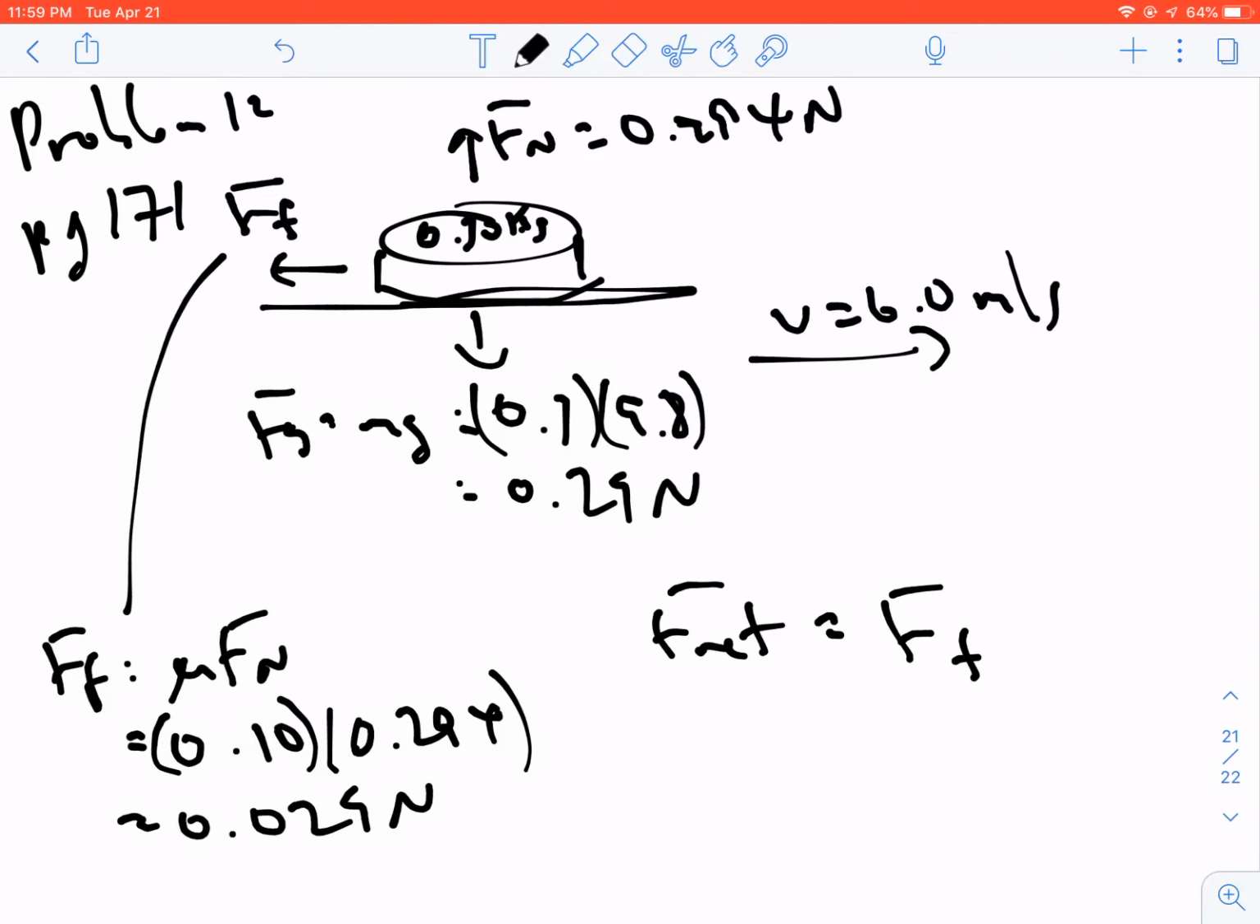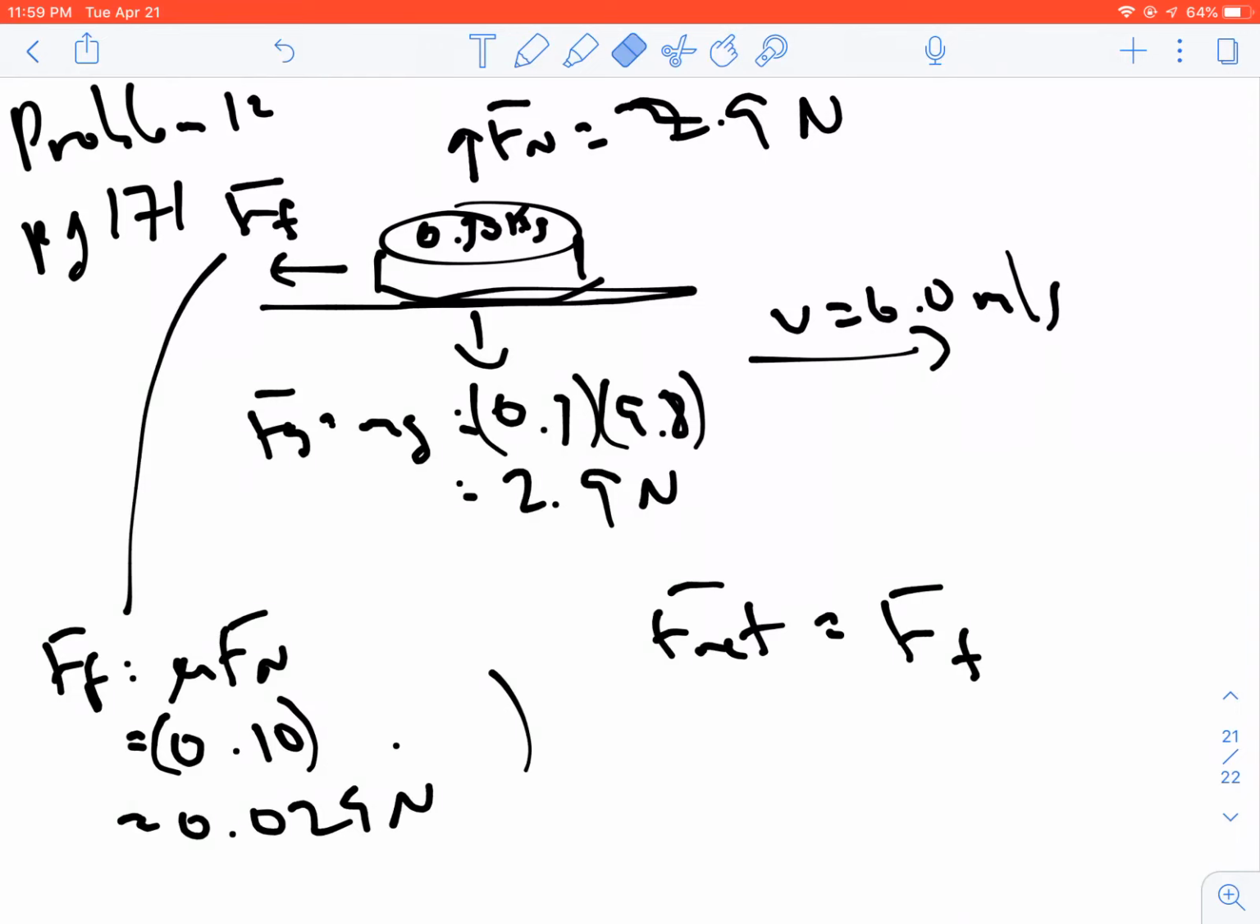Oh, I'm sorry. This should be 2.9 newtons. And this is 2.9 newtons. And this, I got ahead of myself here, is 2.9. And this is 0.29. I've added an extra decimal place into all my math here.